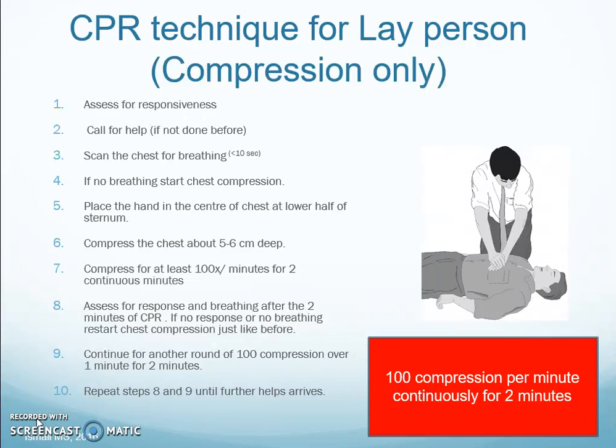Now, after you have gone for 2 continuous minutes, you reassess the victim. If no breathing and no signs of life, you need to continue another 100 compressions for 1 minute over 2 minutes. So basically you need to do 200 compressions of CPR, and you need to keep repeating steps 8 and 9, doing 200 compressions for 2 minutes, stop and recheck the victim until help arrives.